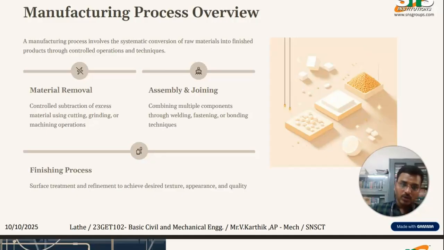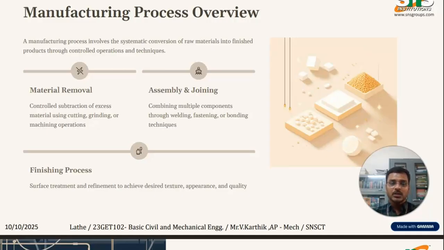Material removal is one of the processes where the MS material or the steel sheet or whatever it may be, we use the material removing operations, and also we do small component joining or assembly. We make a full finished product. Here the material removal is the controlled subtraction of excess material using the cutting, grinding, or machining operations.